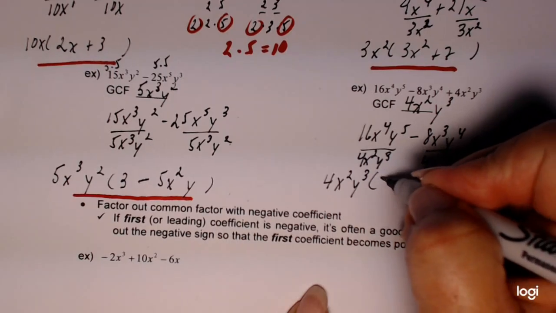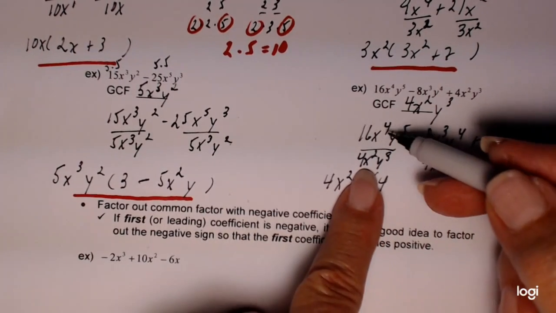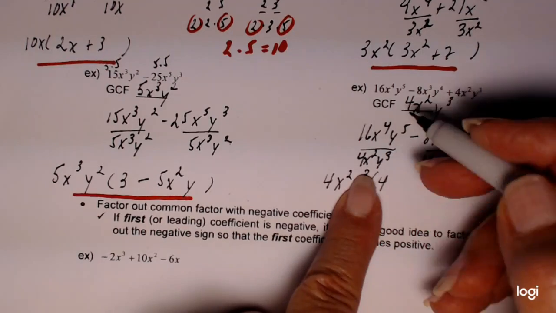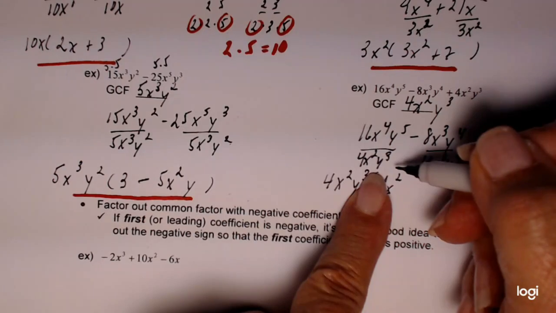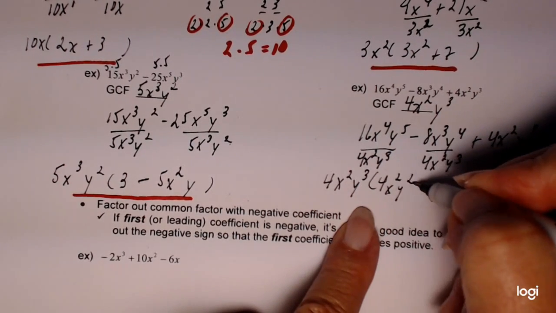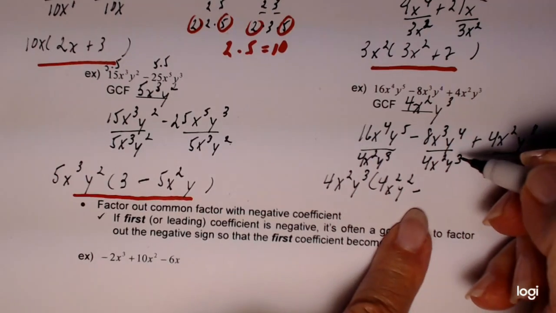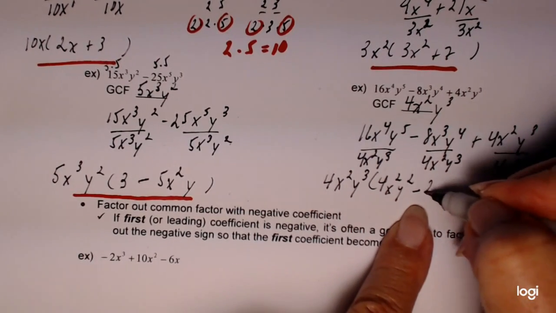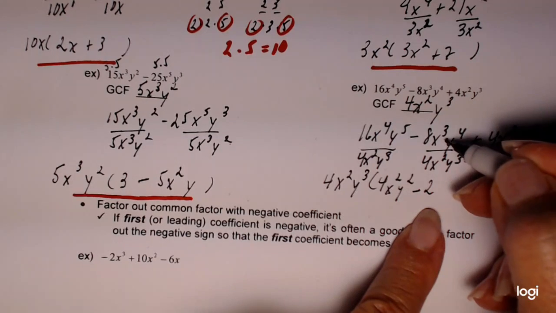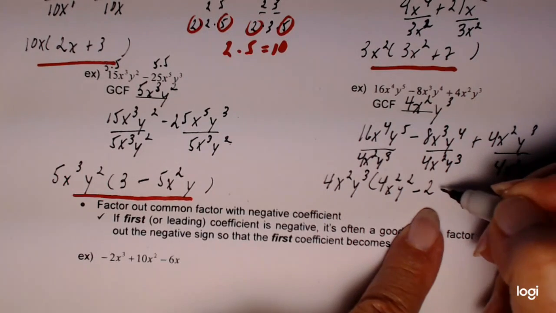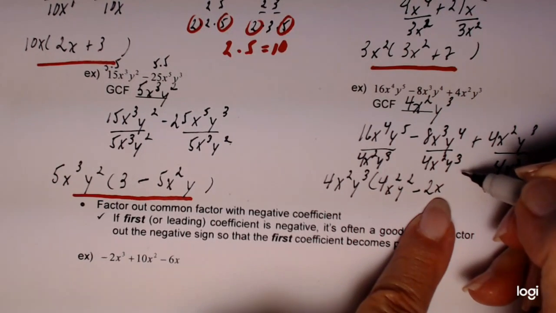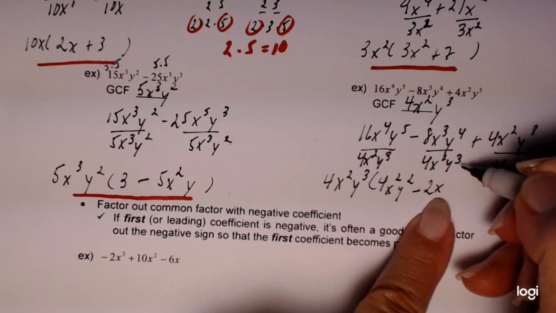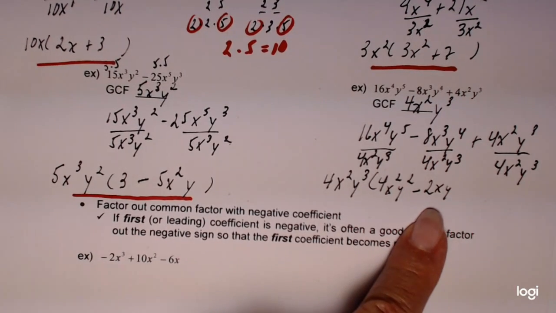16 divided by 4 is 4 with the coefficients. X to the 4 divided by x squared is x squared. Y to the 5 divided by y to the third would be y squared. Now minus, moving to the next term, 8 divided by 4 is 2. X to the third divided by x squared, 3 minus 2 is 1, so it would be x. And then y to the 4 divided by y cubed, 4 minus 3 is 1, so it would be y to the first. And we're done with the second term.